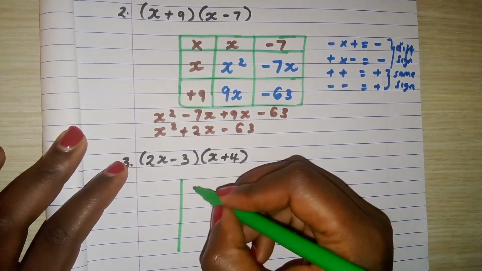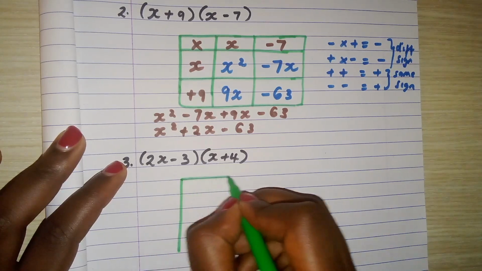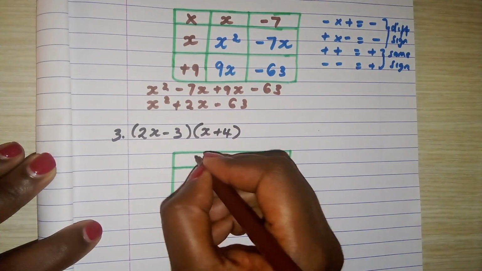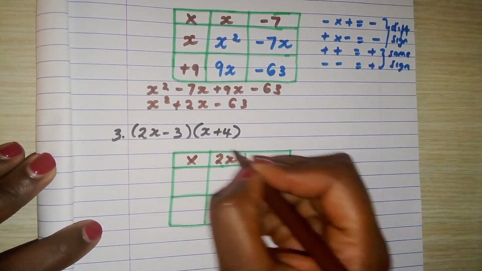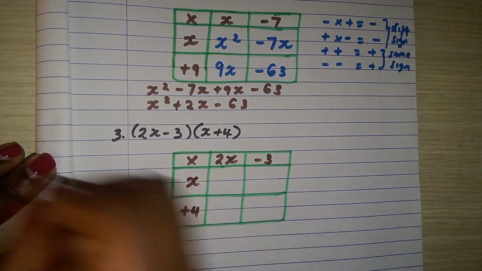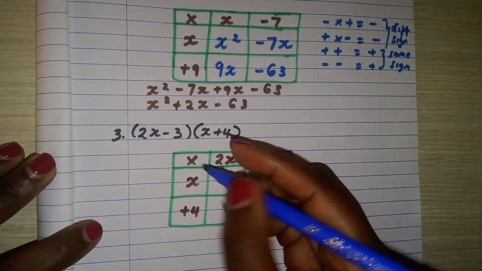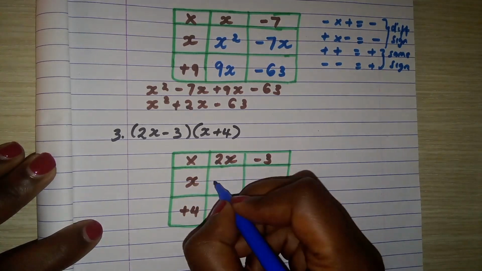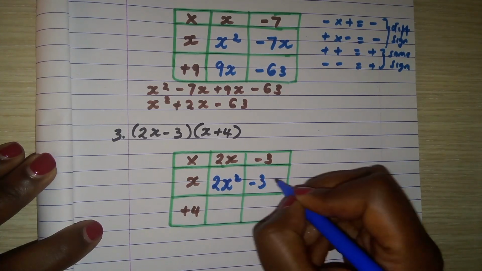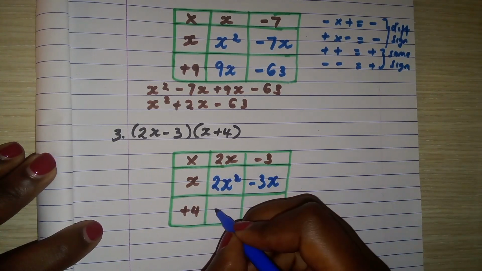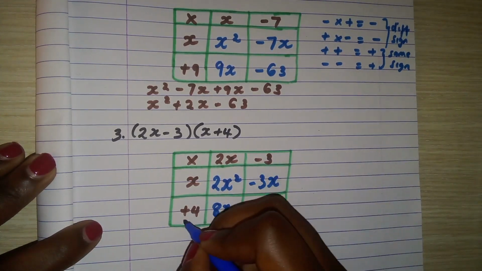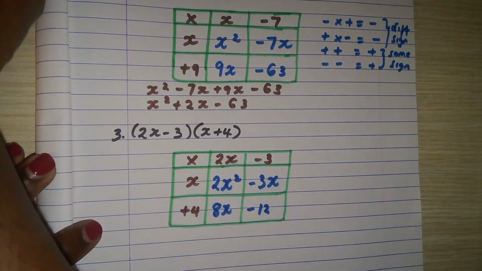Number 3, we have 2x minus 3 and x plus 4. So 5 lines going down, 1, 2, 3, 4, 5. Okay, so we do 2x and negative 3, and then x and positive 4. So 2x times x is 2x squared, and then negative 3 times x is negative 3x. 2x times 4 is 8x. Negative 3 times 4 is negative 12.